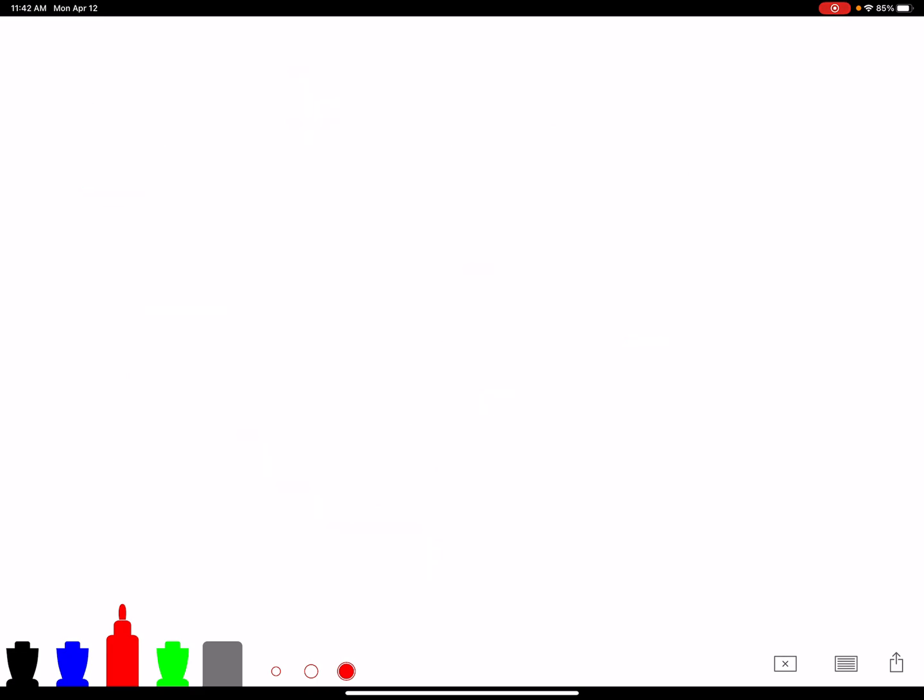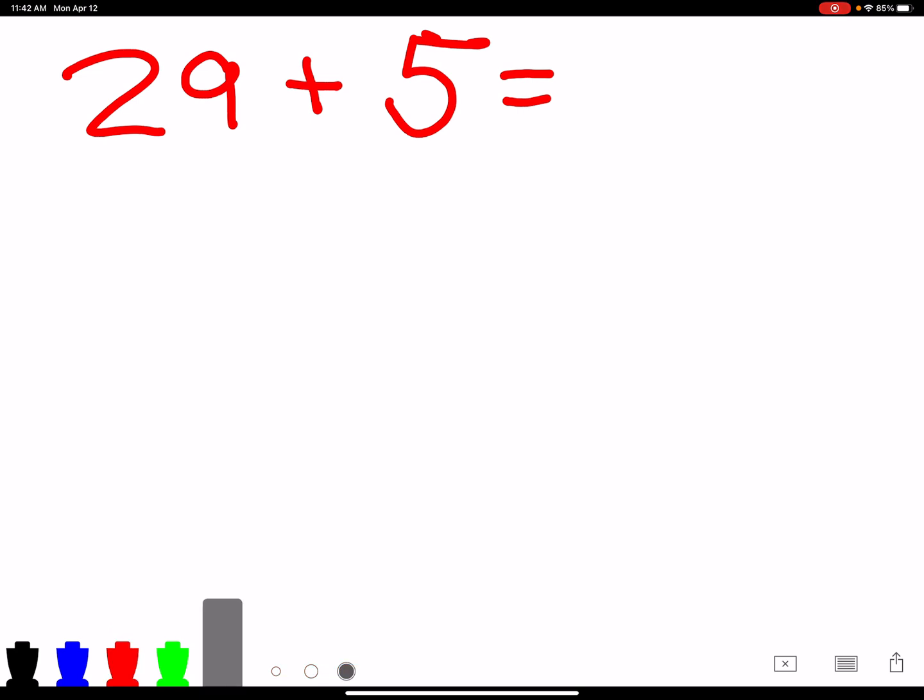For this example, we have 29 plus 5. Let me make my 5 a little bit better, because my 5 did not look good. There we go. 29 plus 5. Before I decide whether we have enough to make a 10 or not, I like to visualize what our number model is going to look like.